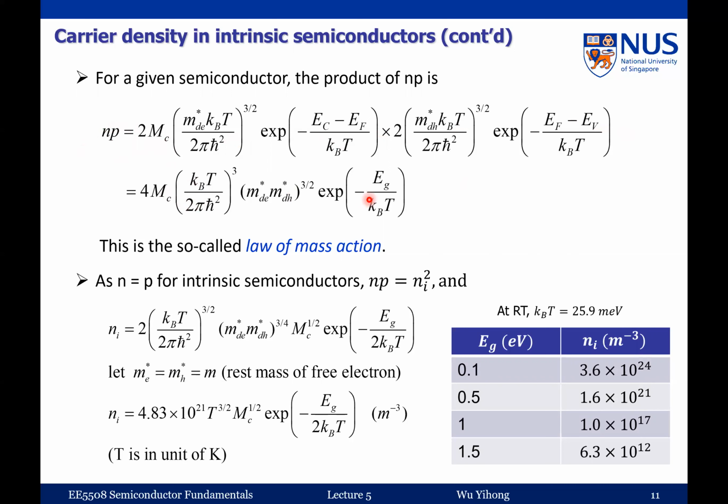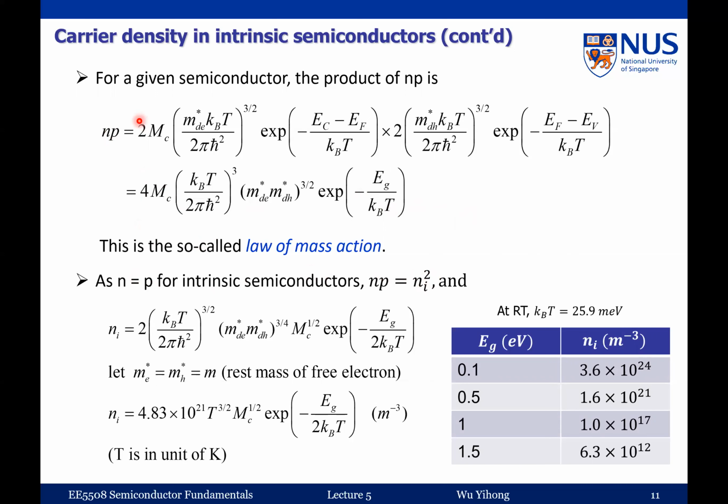You look at this product now, this product does not contain EF anymore, right? There's no EF. So why? EF can be removed because in the intrinsic case, EF is always the middle of the band gap. In principle, you can use that EF to calculate the carrier concentration, but here we use a different way to do it. We just find out the NP product. Since N equals P, we know that NP equals Ni squared, right?